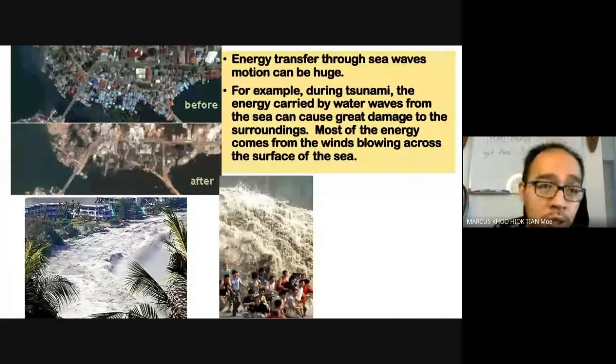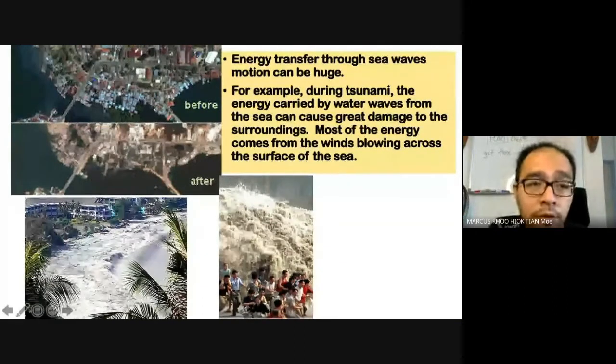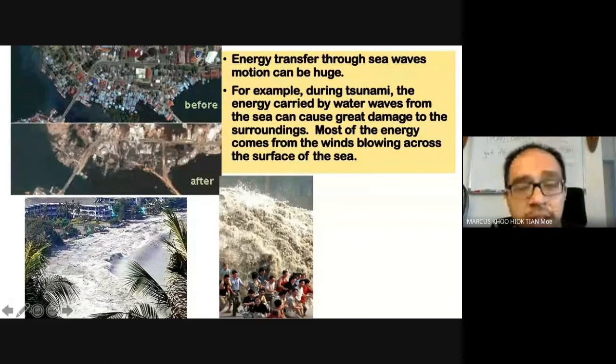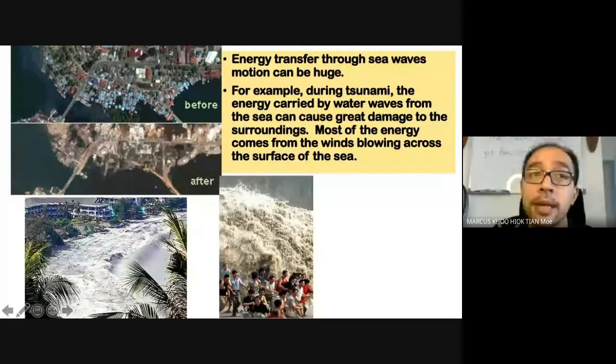People, buildings are destroyed. Look at this, just look at the before and after. Before the tsunami, wow, nice, thriving town, many houses. After the tsunami, there's nothing left. Okay, yeah, the amount of energy is huge, able to bring down buildings. Especially if we, as human beings, stand in front of a tsunami, okay, bye.